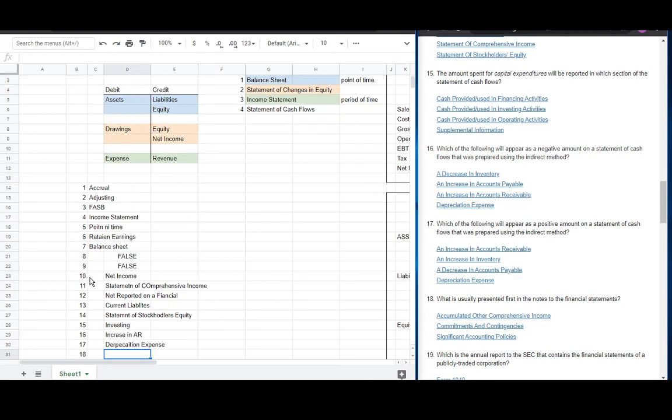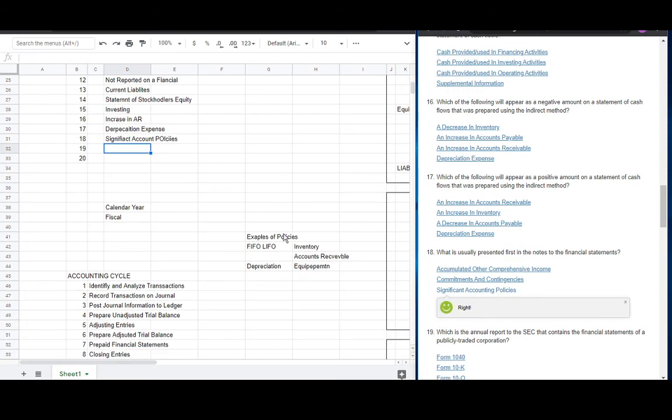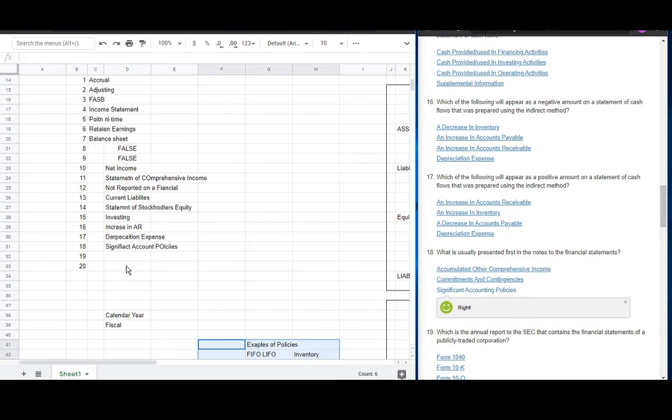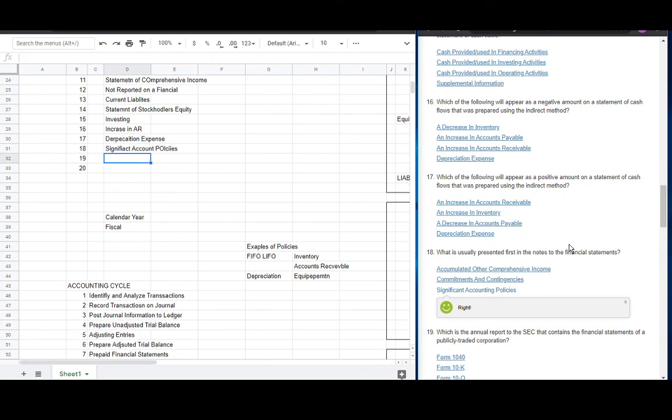Let's continue. Okay, number 18, which is usually presented first in the notes of financial statements? It is significant accounting policies. Ito yung una. So, ano ba yung significant accounting policies? Yan, for example, here, kung FIFO or LIFO ba yung gamit sa pag-value ng inventory? Or value ng accounts receivable, kung based ba siya sa aging niya or based on sa credit sales, or sa equipment, what kind of depreciation was used? Is it straight line? Di ba? Was it double declining? And etc. So disclosure siya, full disclosure policy. Sinasabi siya sa notes of the financial statement or yung mga explanation.